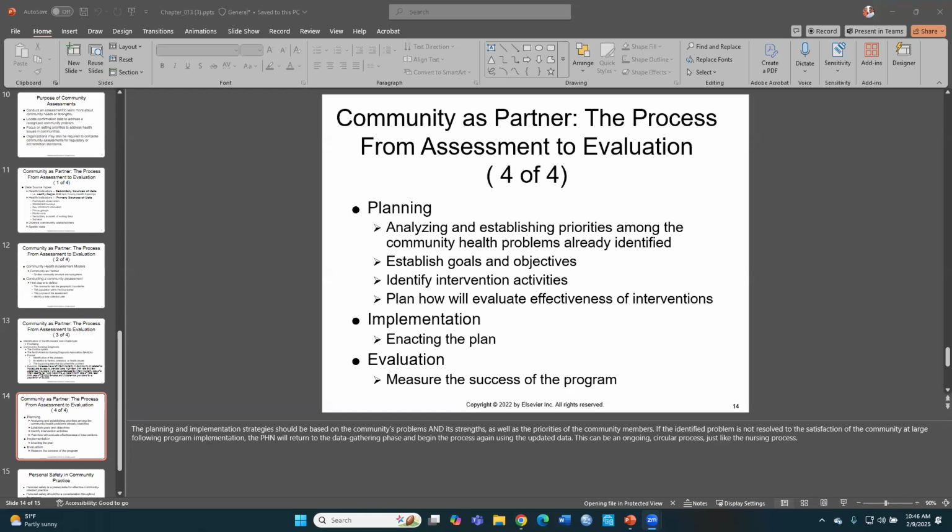And it's not just nurses, there are other people that are going to be involved in this process. But nurses are at the center where we can identify and start the process of identifying the needs of the community and putting those interventions into place.